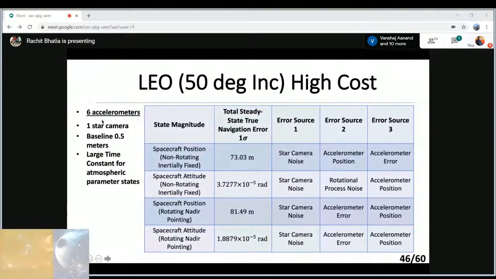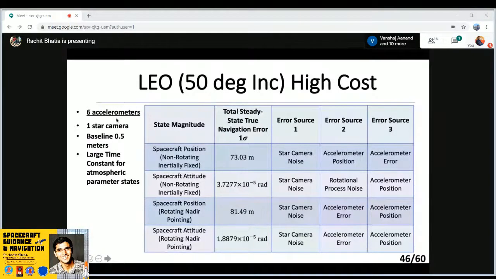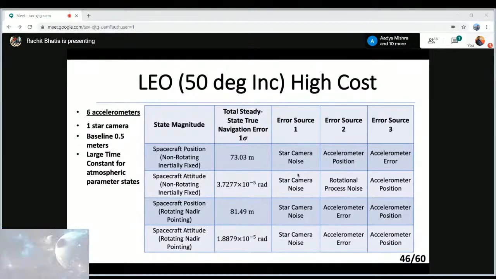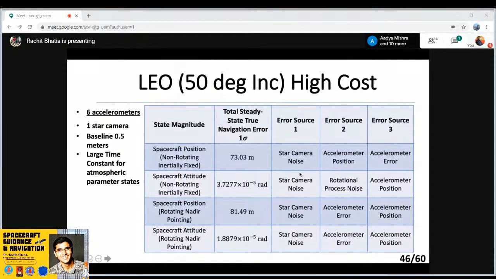Similarly, if I have more accelerometers, instead of 3, I have 6, then the results improve, which was expected. Now error source 1 is only star camera noise. So all we need to do is have 6 accelerometers and get a better star camera, and we will be good. GPS gives us tens of meters. We're already getting 73 meters, which is not bad in low Earth orbit.